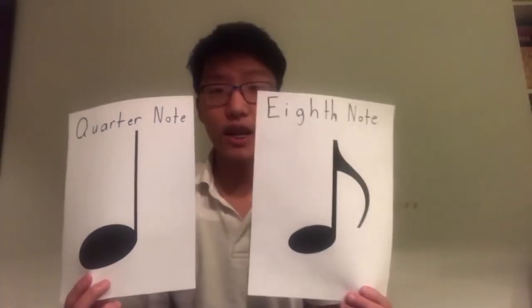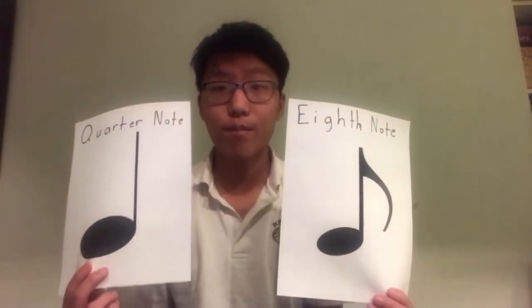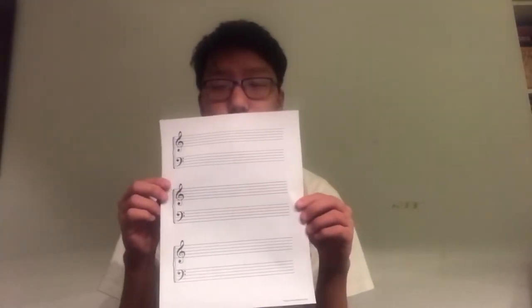Hi, my name is Brendan. I'm a senior in high school learning music theory. Music theory helps people read and understand music. For example, take a look at these notes. This is a quarter note. This is an eighth note. These two notes are one of the many ways to write down music. They can be written down on music sheets, which helps create music.